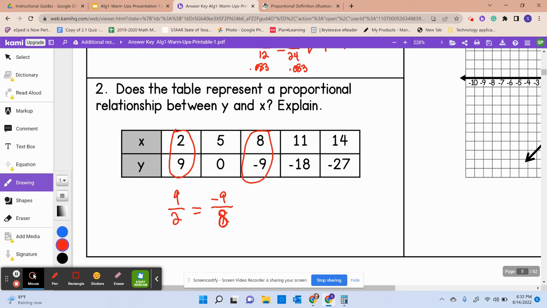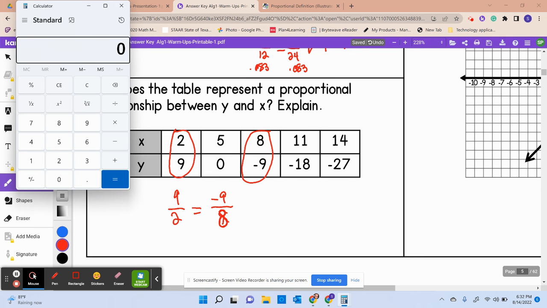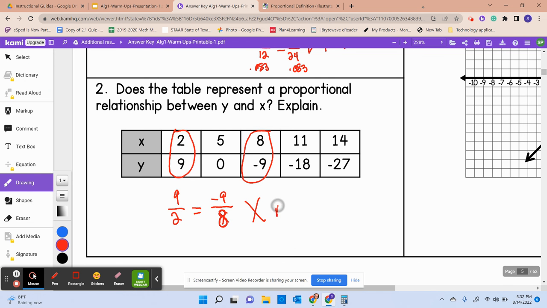Okay, so let's check with our calculator and we can see 9 divided by 2, that's 4.5. And now let's see here, negative 9 divided by 8, that one is 0.56. So that one is not proportional.